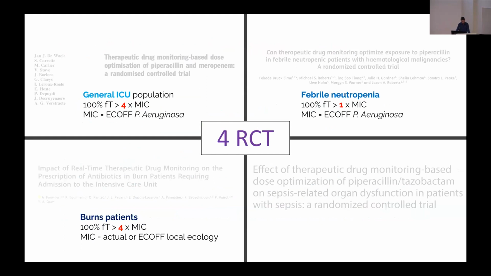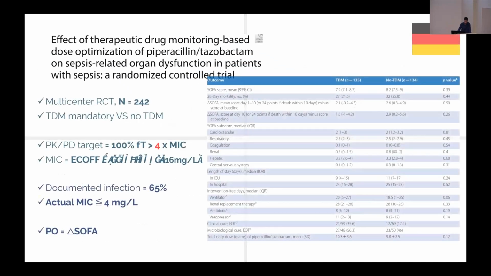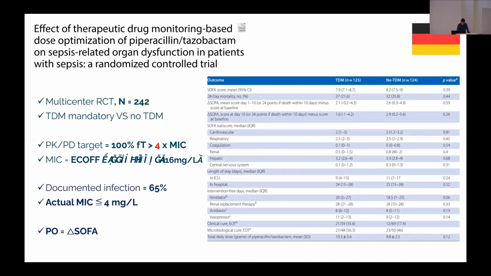So just to illustrate here, we have different populations. We have roughly the same PKPD target, and as frequently used, the MIC of Pseudomonas aeruginosa is very often used for PKPD studies. So I will focus on the target trial, not because this is a European trial, but because, in my opinion, it is the most representative TDM study of the general ICU population. So more than 200 patients included, TDM versus no TDM.